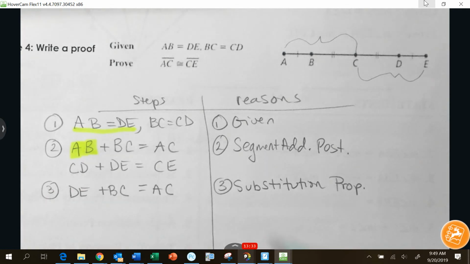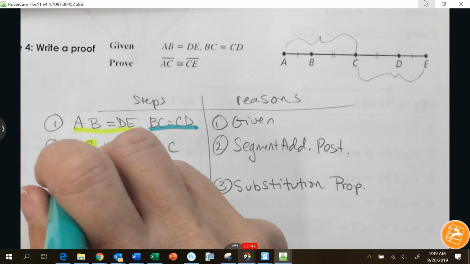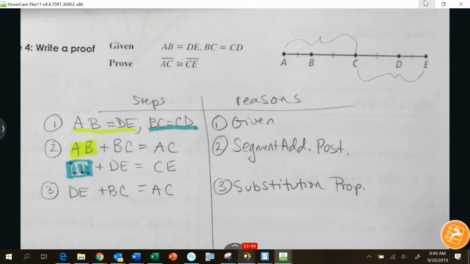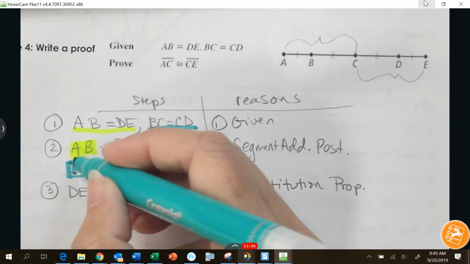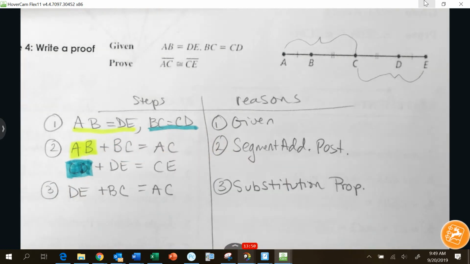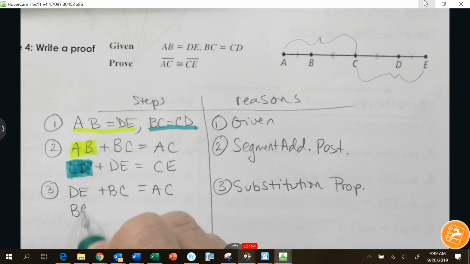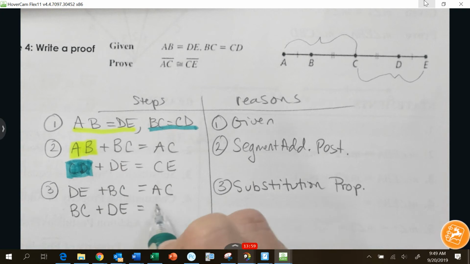I'm going to take BC equals CD, and I'm going to take out CD. What should I put in its place? BC plus DE equals CE. And that's still substitution.